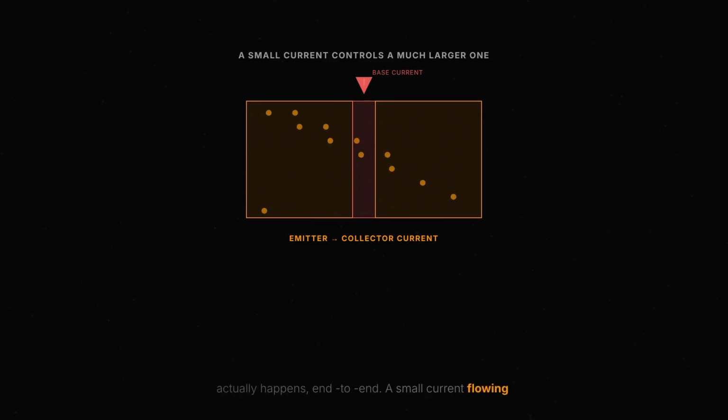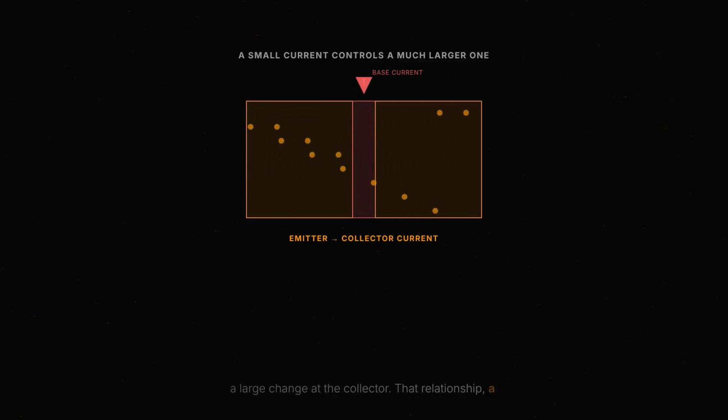So here's what actually happens, end to end. A small current flowing into the base controls a much larger current flowing from emitter to collector. Turn the base current up slightly, the collector current goes up a lot. Turn the base current to 0, the collector current stops almost completely. A small change at the base produces a large change at the collector.